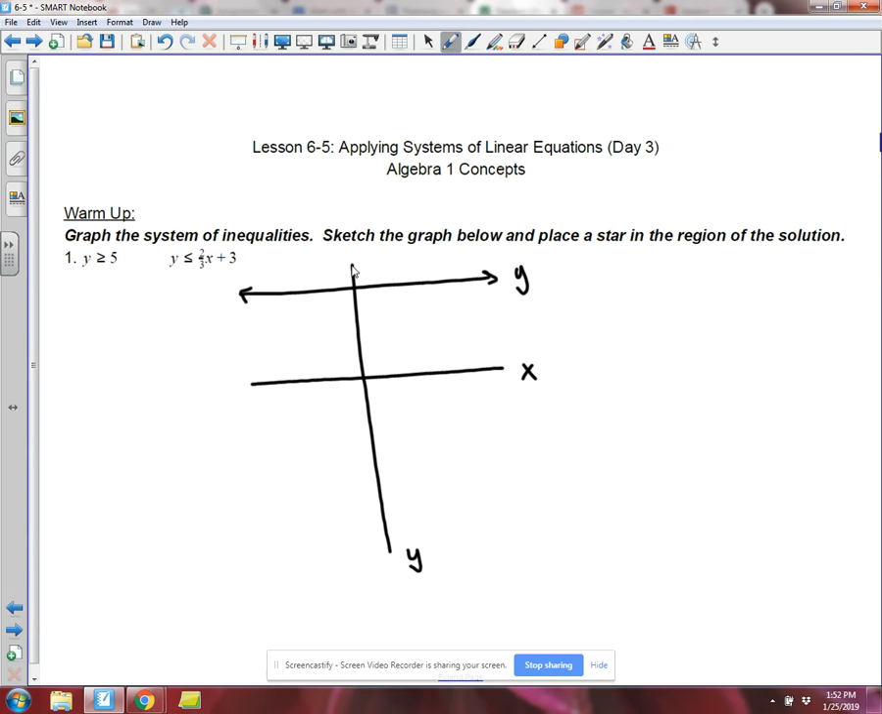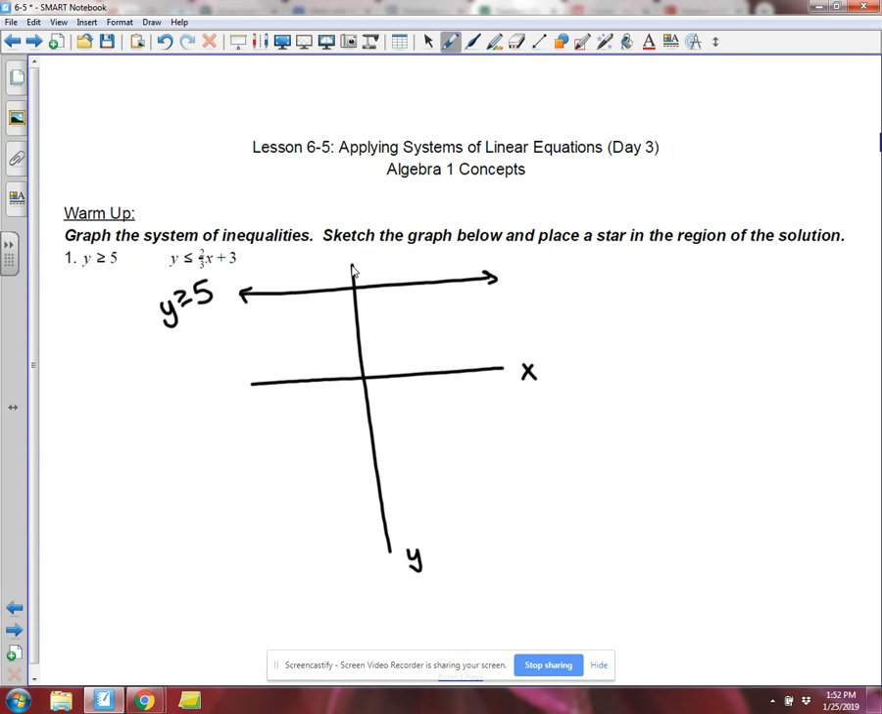That is y is greater than or equal to 5. Everybody okay there? Somebody tell me why that's a solid line. Equal to. There's an equals bar on it, right? The equals bar means solid. Okay, then I have my diagonal line.